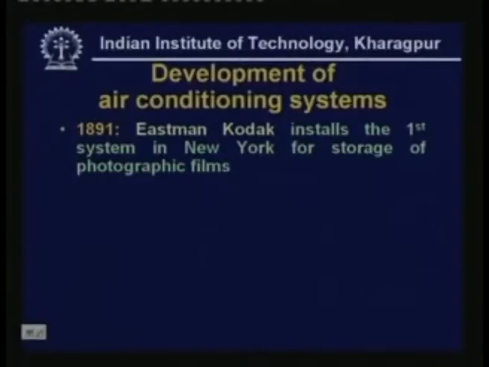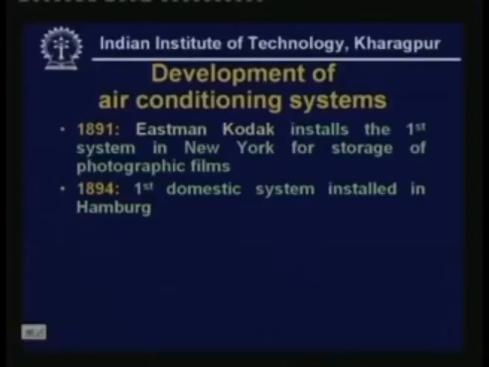The first air conditioning system was installed by Eastman Kodak, the famous photographic film manufacturer, in 1891 in New York, to store photographic films. As you know, photographic films are very sensitive to moisture and temperature, so you require proper storage conditions. So this is the first example of air conditioning system. In fact, air conditioning systems were also introduced in movie theaters and in stock exchanges and all for providing human comfort, that is what is known as thermal comfort. Then the first domestic air conditioning system was installed in 1894 in Hamburg.